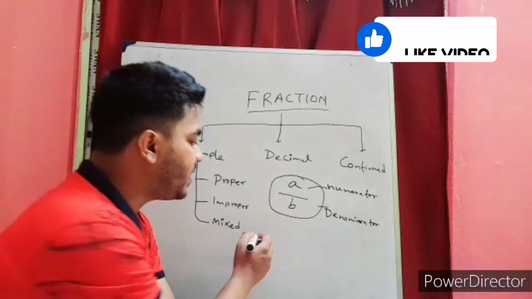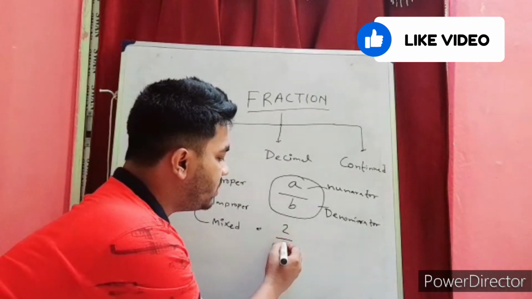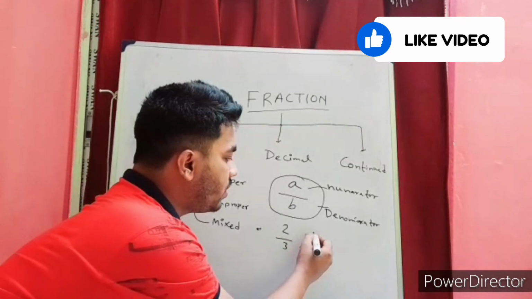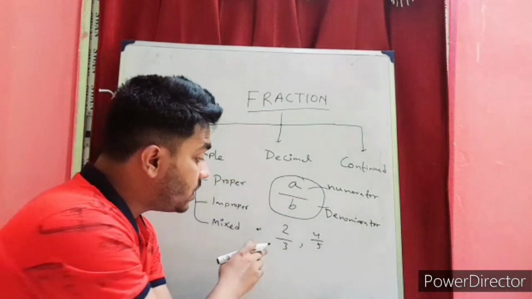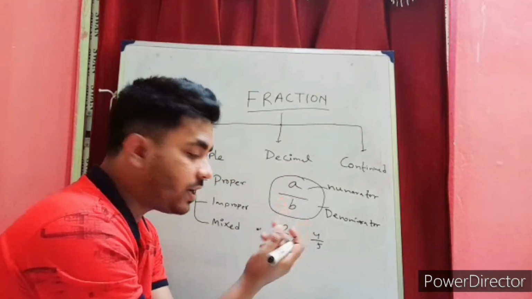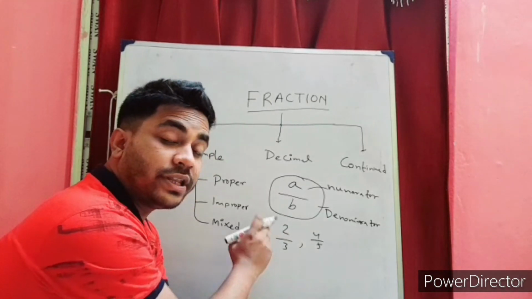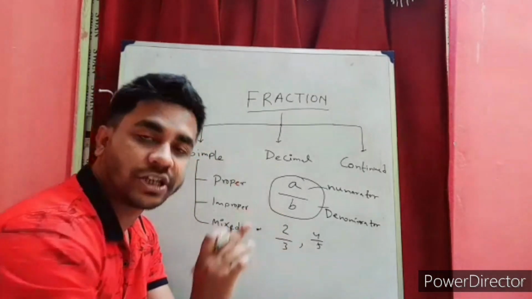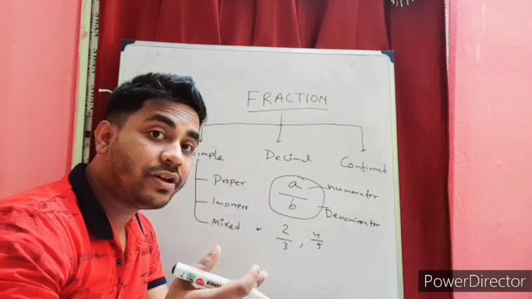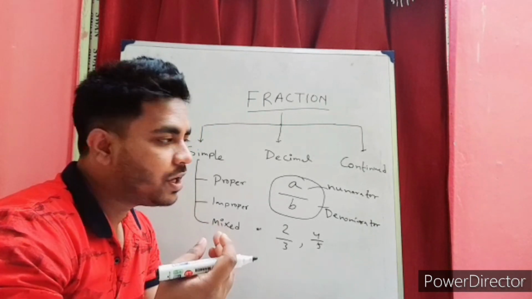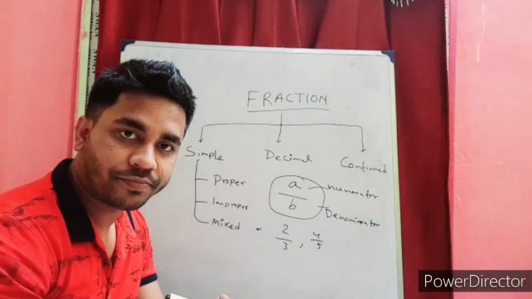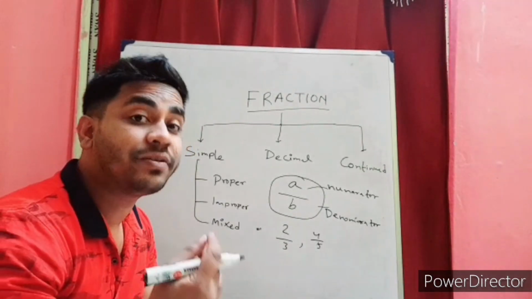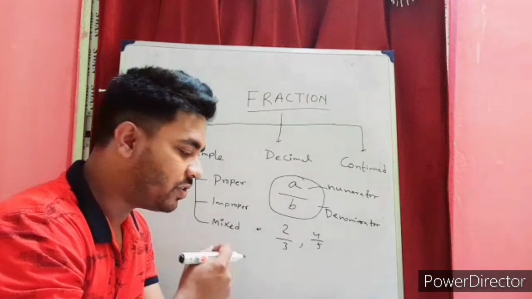Always remember that the denominator, B, is greater than the numerator. For example, 2 by 3, or 4 by 5. The denominator is always greater than the numerator, and that is called an actual fraction. Now in your mind you may think, why is the denominator greater than the numerator?